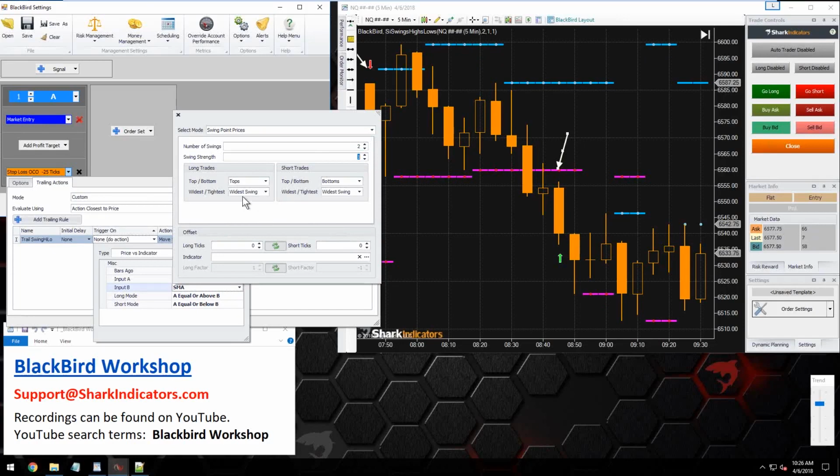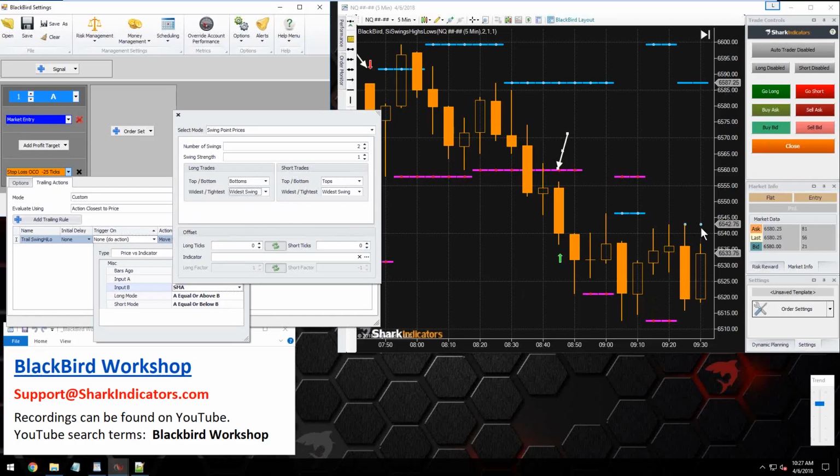And one thing I would suggest is, actually, we need to make a few more changes here. For a stop loss, you actually want to use the bottom plots, which is the swing lows. The swing lows is the bottom plots. And I would suggest using the widest swings here. The widest swings is the dashed lines. And you can see that sometimes there's a dot on top. The dots are the tightest swings.